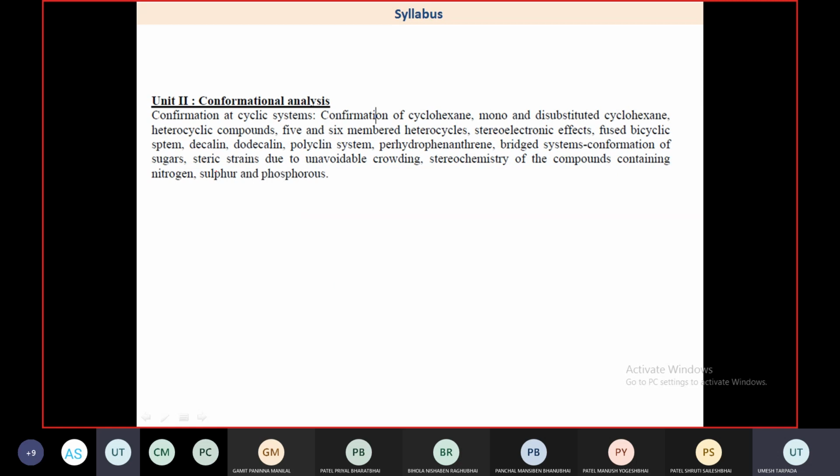So this topic is nothing new. This is already there in your BSc level syllabus. So I think you can prepare this topic from that. So that will also appear, no problem. Now, first is, what is conformational analysis? What is its application? The first question is, what is called conformational analysis?